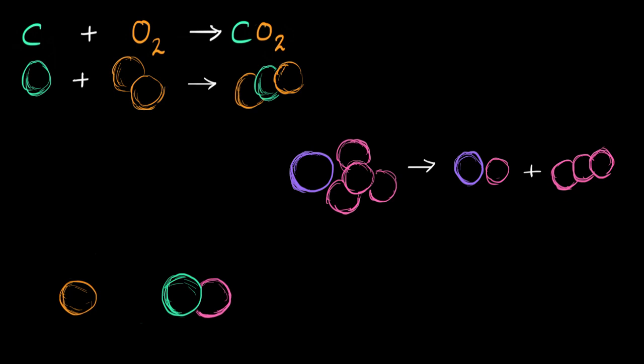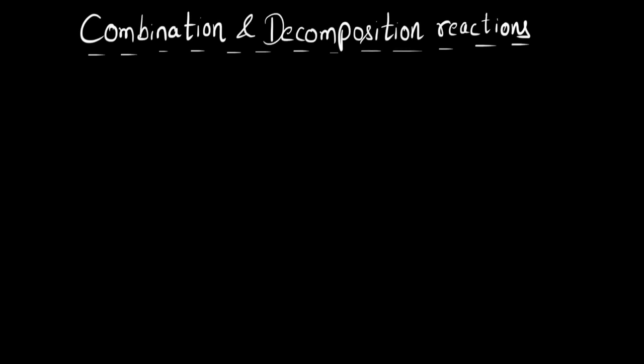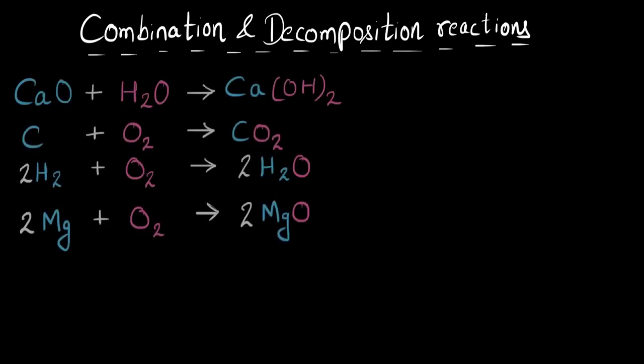So depending on the ways of rearrangement, we can classify chemical reactions into various types. And in this video, we are going to talk about two of those types: combination and decomposition reactions. Now, before I define them for you, let me give you some examples. So here I have some examples of one of these reactions.